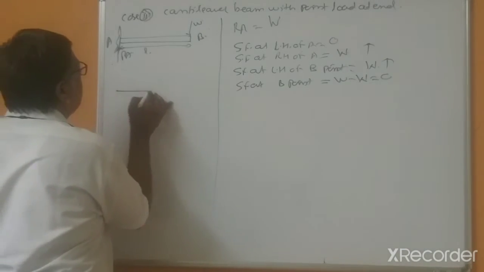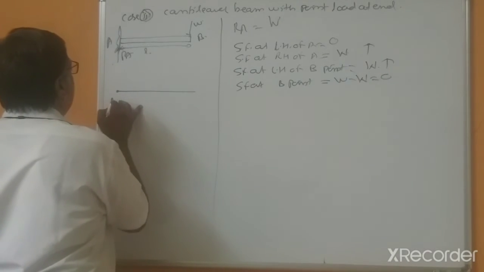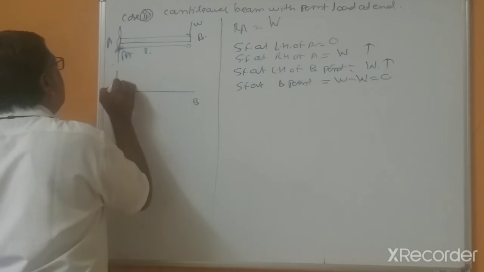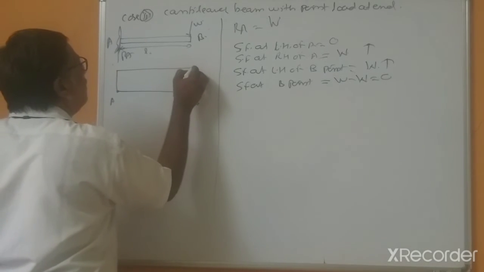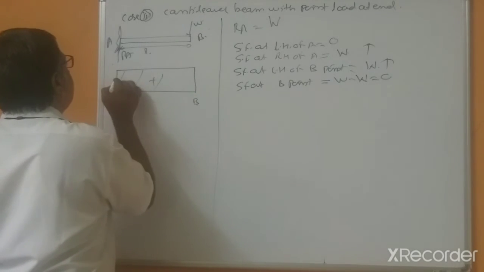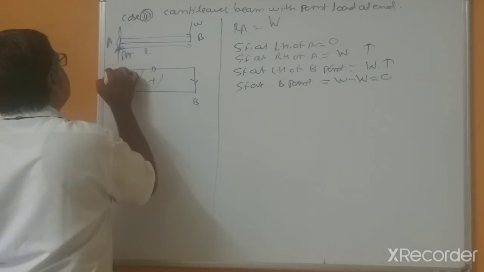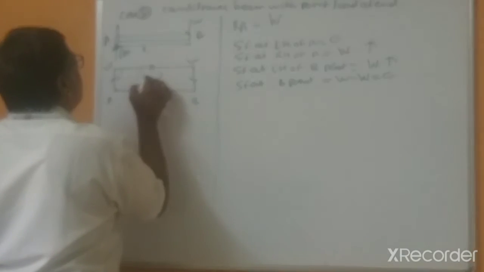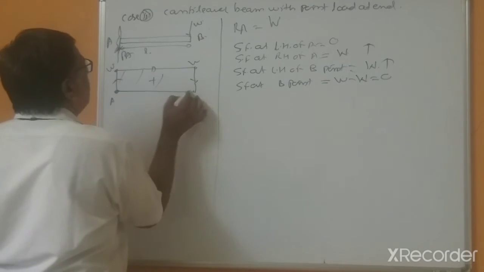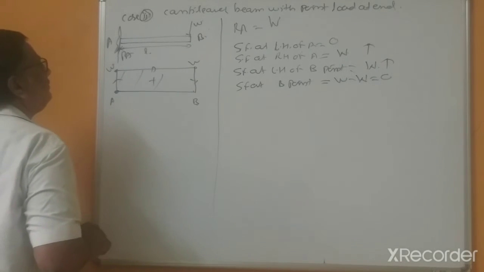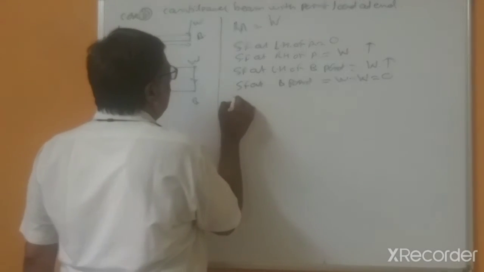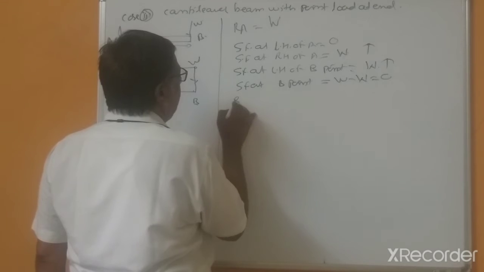So that's why in the shear force diagram, at A point and at B point, this is equal to W. This is a positive shear force diagram. This is W. This is a positive shear force diagram. Load equals W. Now bending moment calculation.